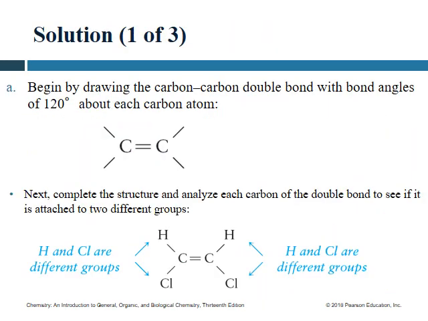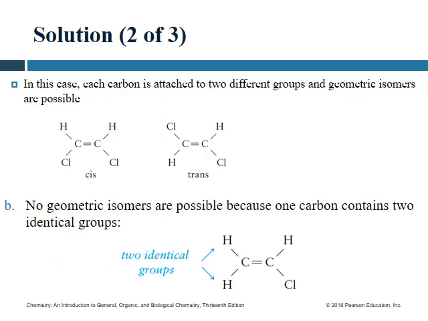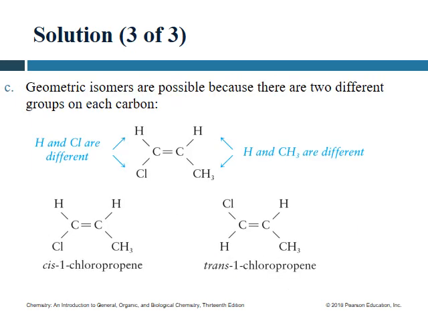Right, so this is the solution that we already talked about in the previous slide, and they are easily explained on this slide. Then you can have a look. Again, for part B also, no geometrical isomer is present because one carbon contains both identical groups, which we already discussed. And then for part C also, we can have cis and trans.